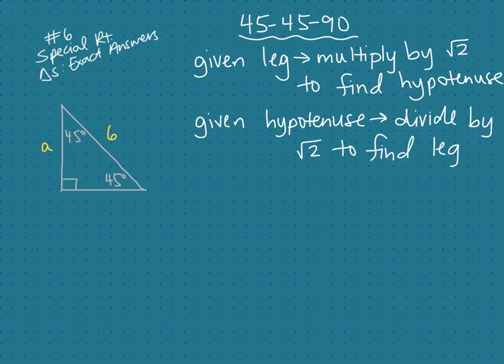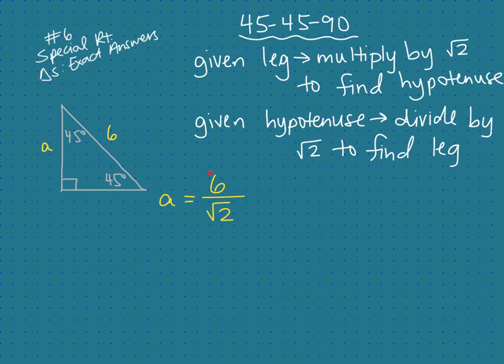So the relationship is that of a root 2. And so the legs are the same. They're congruent in a 45-45-90. And so we're not looking for the other leg, but we're looking for this leg right here, and we know the hypotenuse. So if we're given the hypotenuse, we want to divide by root 2 to find the leg length. That means we need to take 6 and divide it by root 2, and that's how we will find what A, our leg length, is.